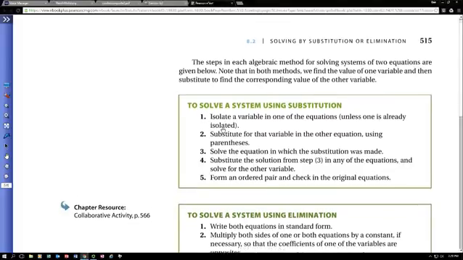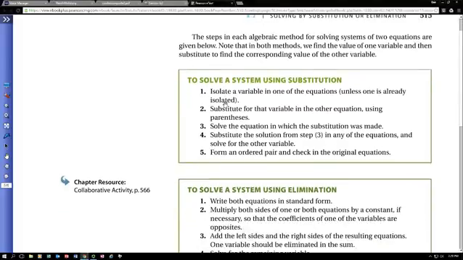Okay. So here is a summary of both methods again. To solve a system using substitution, you want to isolate a variable. I would say solve for a variable, unless it's already isolated. If it's in slope-intercept form, it's y equals some number times x plus some number, right? Set up really well already for substitution. Then you substitute for that variable in the other equation using your parentheses. Okay, so you put it in there.